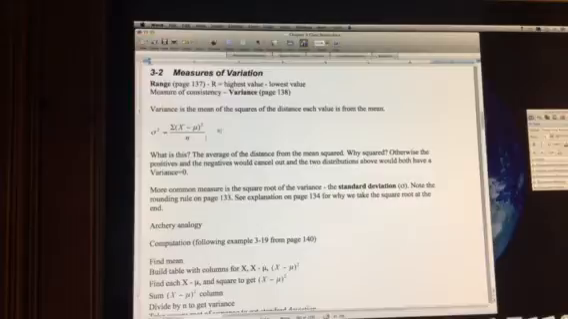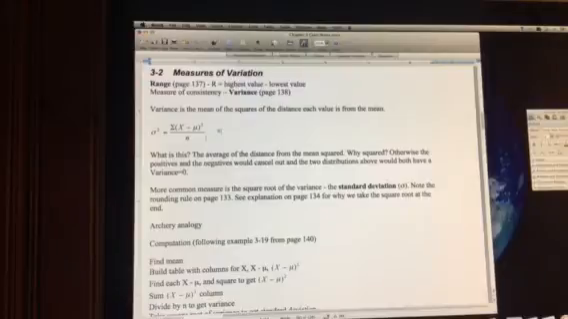And the reason we square it is otherwise the positives and negatives would tend to cancel out. So we don't want that to necessarily happen. By squaring it, if you take a negative times a negative, you end up with a positive. So everything is moving in a direction away from 0 by doing that. So that's why the square is involved.